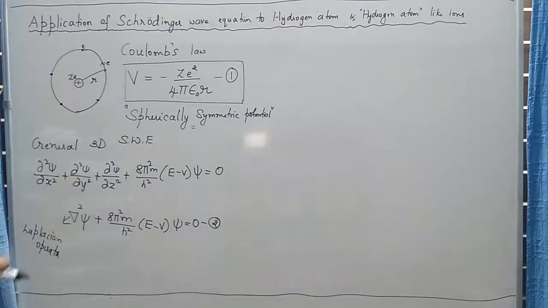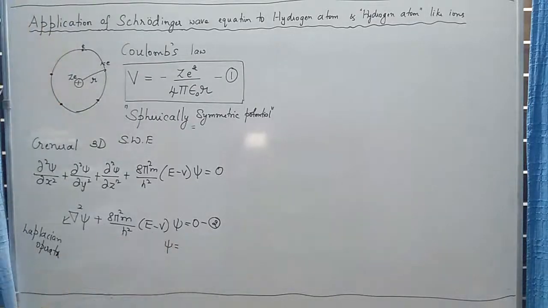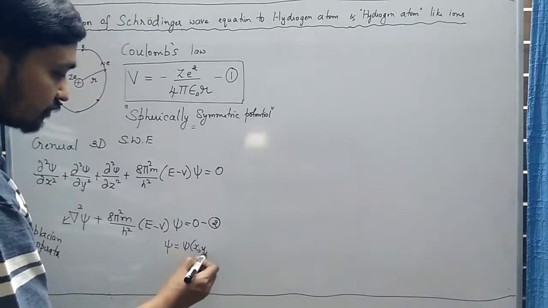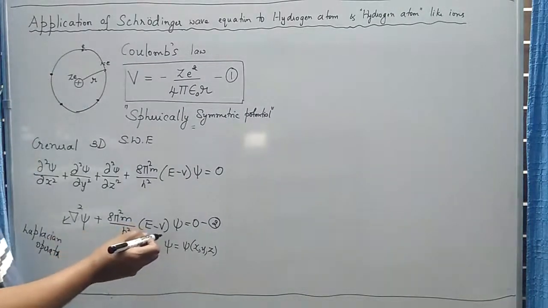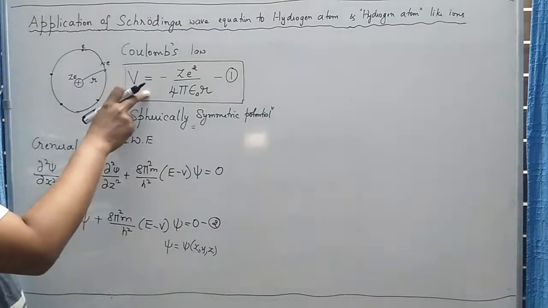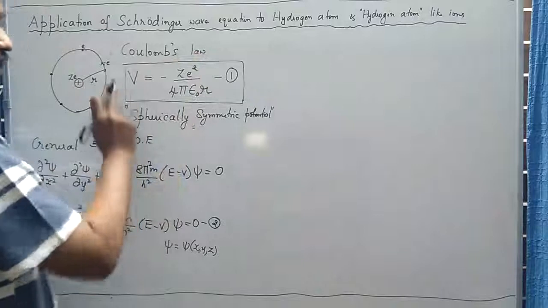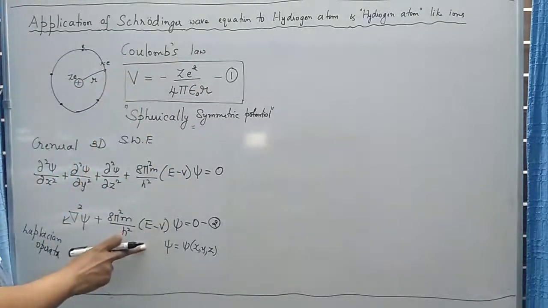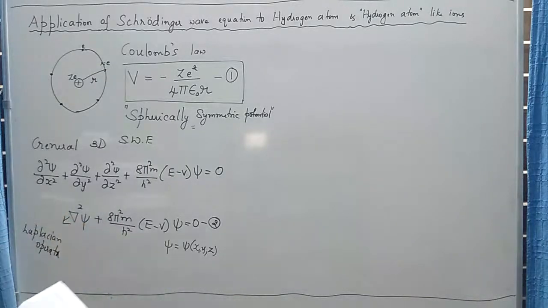Okay, so this is the general Schrodinger wave equation where psi, which is called the wave function, depends on the three variables, that is the position of the electron in Cartesian coordinates x, y and z. So what is V? Potential energy for the hydrogen atom. Already we know the potential energy of the hydrogen atom, or hydrogen like ions, is given by this expression. So if I substitute equation number 1 in the general Schrodinger wave equation number 2, then we can get the corresponding Schrodinger wave equation for hydrogen atom.